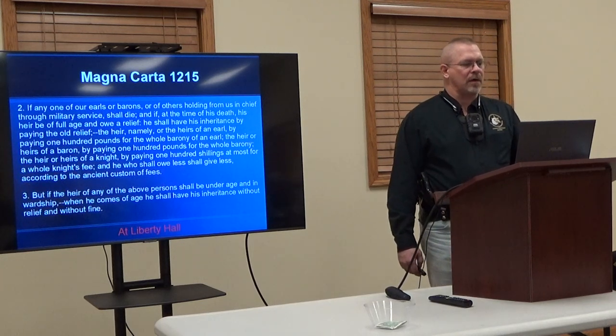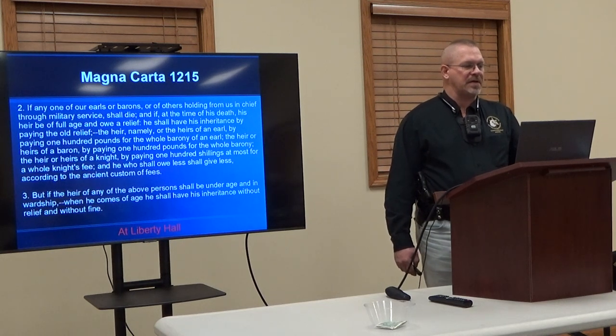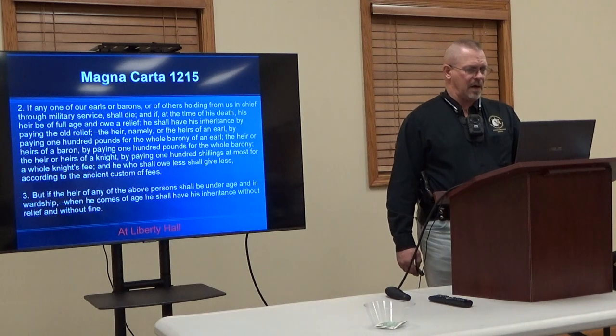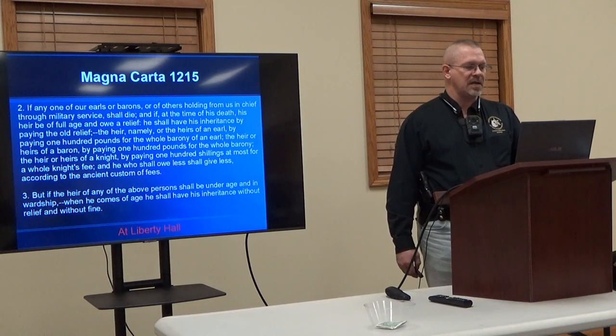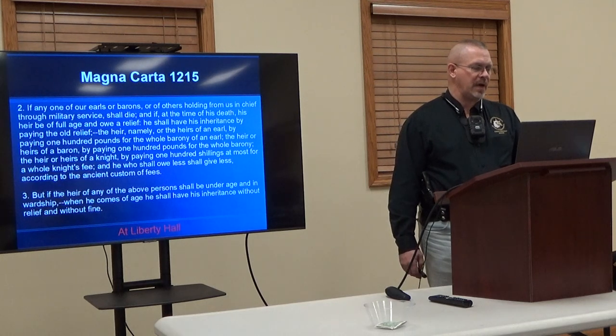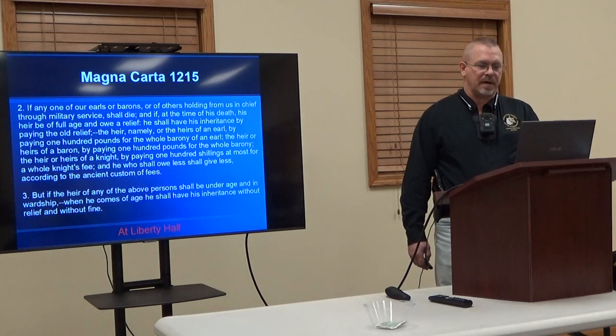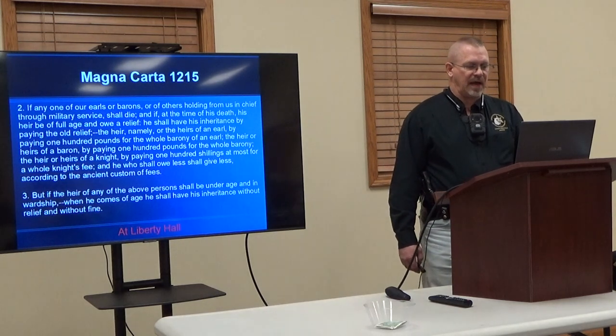Number two, if any one of our earls, barons, or others holding from us in chief through military service shall die, and if at the time of his death his heir be of full age and owe a relief, he shall have his inheritance by paying the old relief, the heir namely, or the heirs of an earl, by paying 100 pounds for the whole barony of an earl, the heir or heirs of a baron by paying 100 pounds for the whole barony, the heir or heirs of a knight by paying 100 shillings at most for a whole knight's fee, and he who shall owe less shall give less according to the ancient custom of fees. Number three, but if the heir of any of the above persons shall be under age and in wardship, when he comes of age, he shall have his inheritance without relief and without fine.